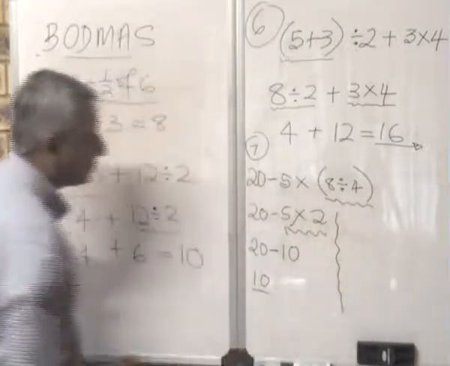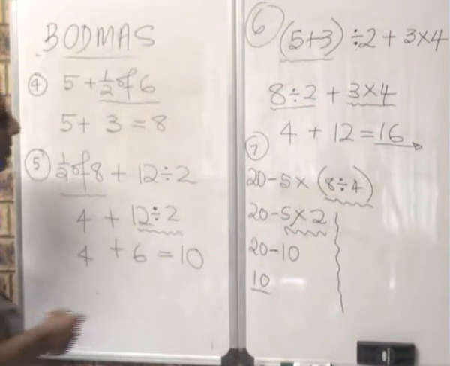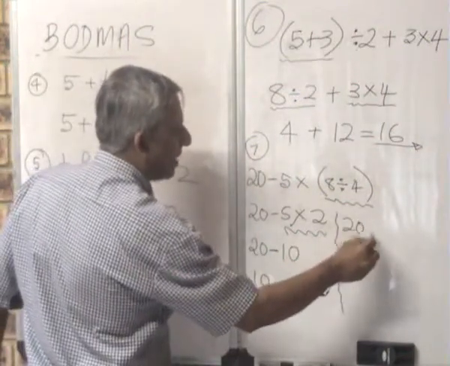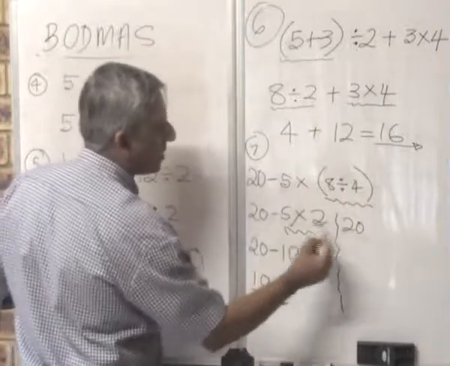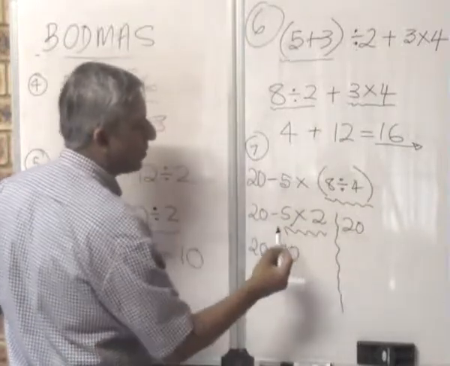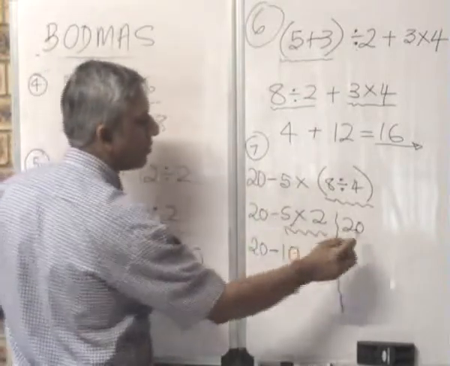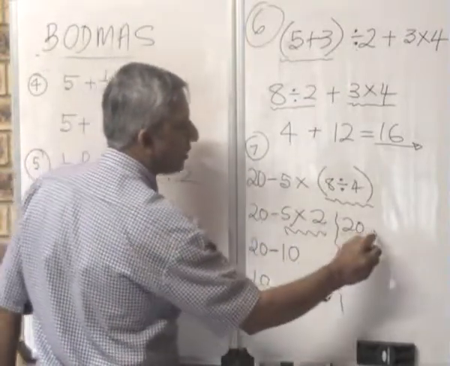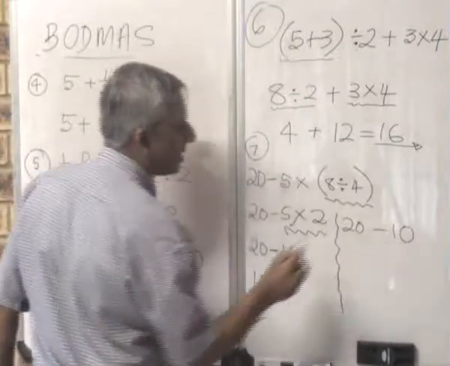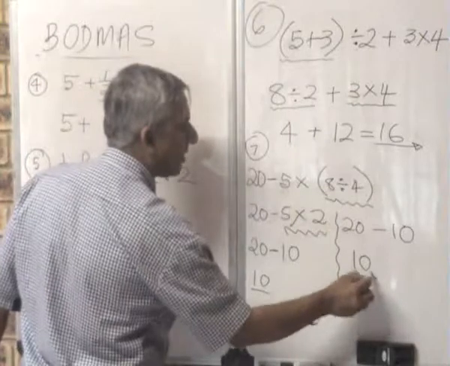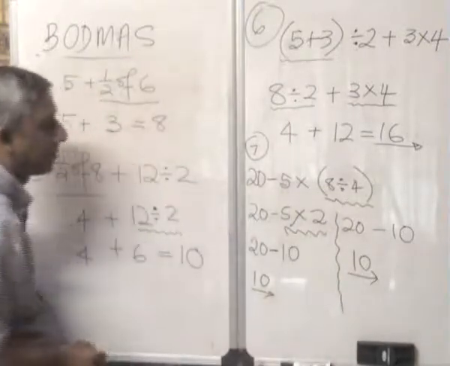Now somebody may say, well, this is 20 and this part is minus 5 times 2. Well, they're also right. If they say this is minus 5 times 2, then minus 5 times 2 will give you minus 10. So 20 minus 10 will still give you the final answer 10.